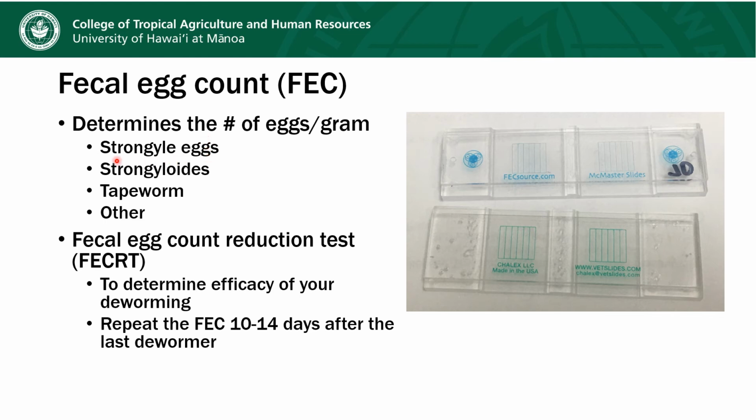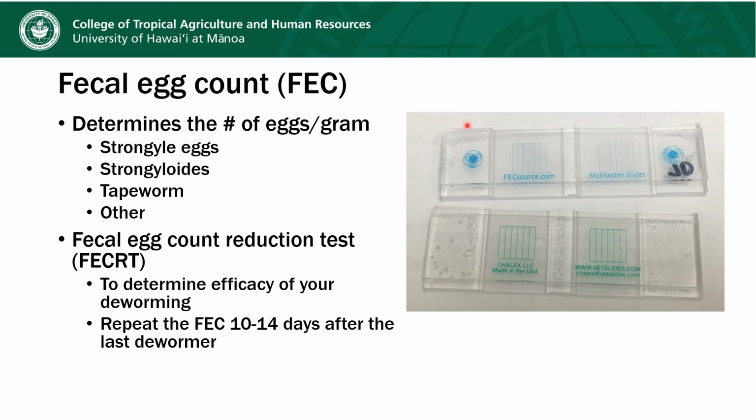Other things that we might count, which look a little bit different, would be the strongyloides eggs that are a little bit smaller. Tapeworm eggs look different. And then there are some other weird ones that might come out. We can find whipworms, and for sure we would also count the number of coccidia that the animal would have.